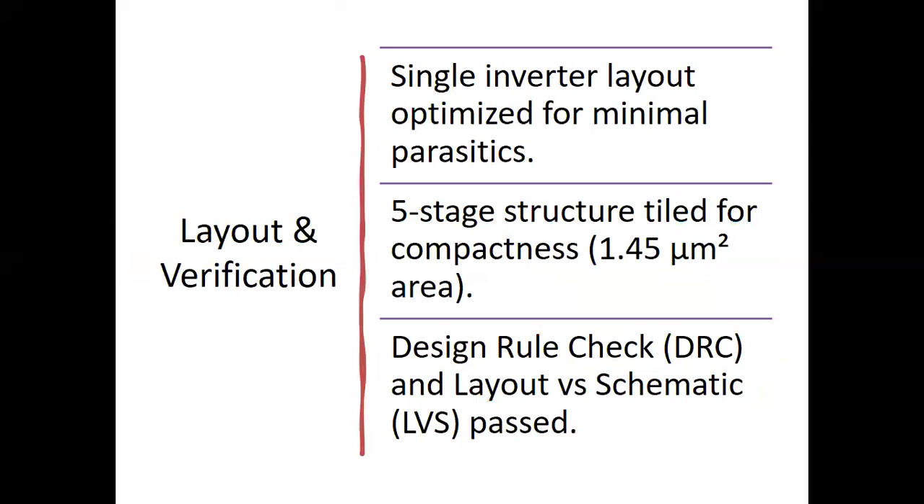Next, layout and verification. After completing the schematic, we designed the physical layout for one inverter and replicated it to form a 5-stage ring structure. The layout was optimized to minimize parasitic resistance and capacitance. We performed design rule checking and layout versus schematic verification, both of which passed successfully. The total layout area was about 1.45 square micrometers, making it very compact and efficient.